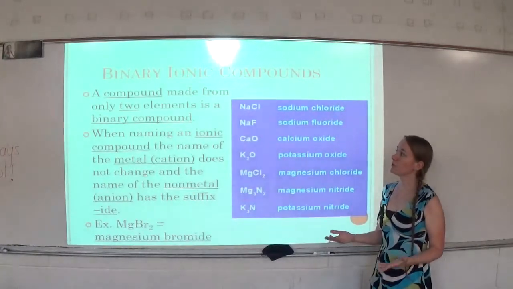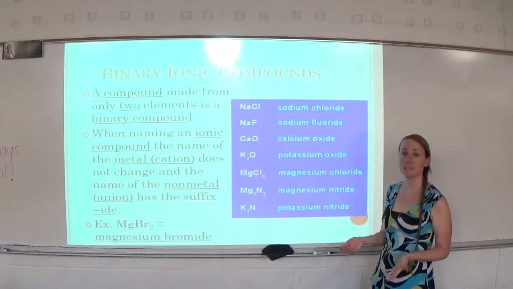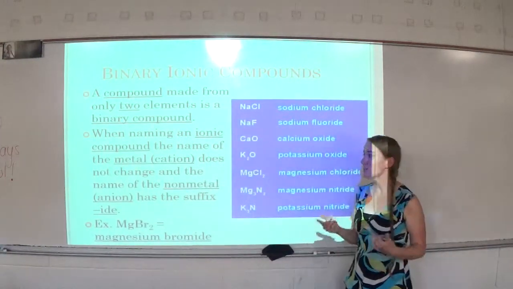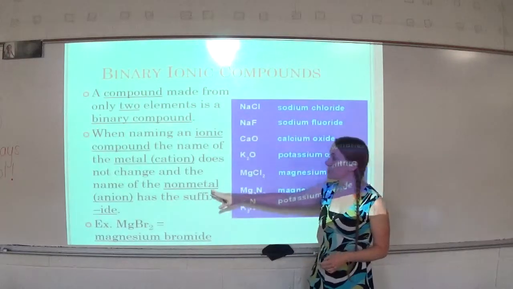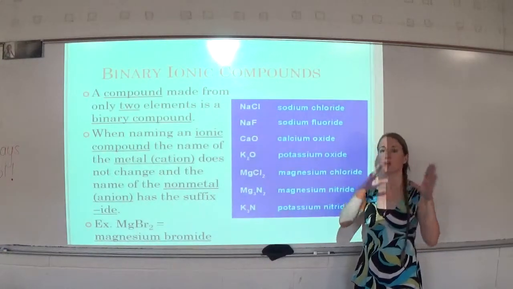A compound made from only two elements is called a binary compound. Di and bi are both prefixes that mean two. When naming an ionic compound, the name of the metal or the cation does not change, and the name of the nonmetal or the anion has the suffix "-ide". So we talked about sodium chloride.